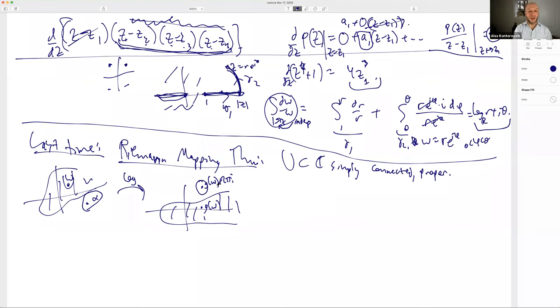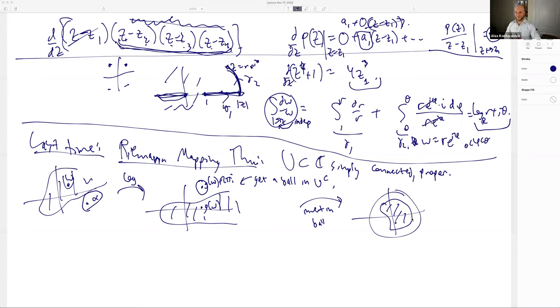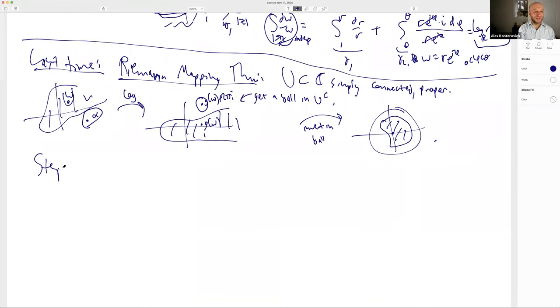So the first device is to get a ball in U complement, or the image of U complement under something. Once we have a ball, then we can invert in the ball, and get U to be inside the disk. So it's very easy as a first step to get U to be a bounded region, and hence by translation and rescaling, we can get U inside the unit disk and to contain the origin. Step two is what we have to justify. So this was step one, get inside the disk.